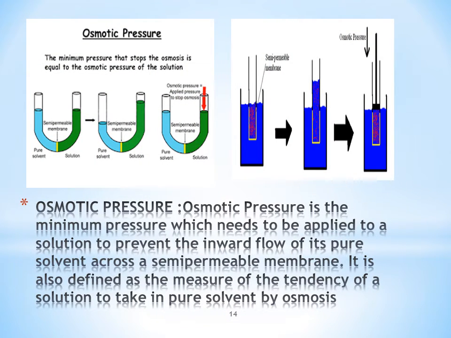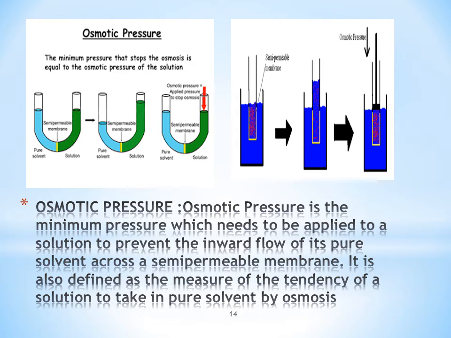Osmotic pressure is one of the important terms related to osmosis. Whenever osmosis occurs, there is a movement of solvent molecules from a low concentration solution to a high concentration solution. To stop this process of osmosis, a pressure is applied and that applied pressure is called osmotic pressure. So, osmotic pressure is nothing but the minimum pressure which needs to be applied to a solution to prevent the inward flow of its pure solvent across the semi-permeable membrane.